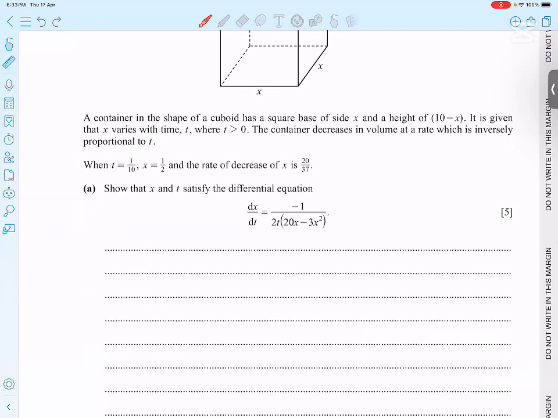The container decreases volume, so dV by dt decreases, inversely proportional to t. So inversely proportional means, and decreasing means a negative sign, inversely means 1 over t. So this is very clear. Now, if we remove the proportional sign, we get negative k over t.